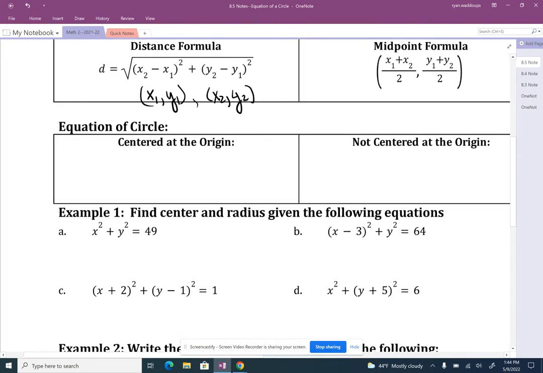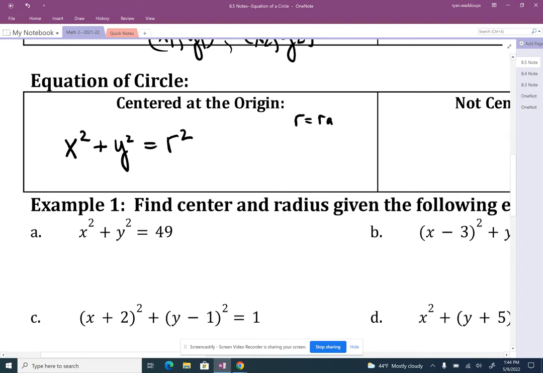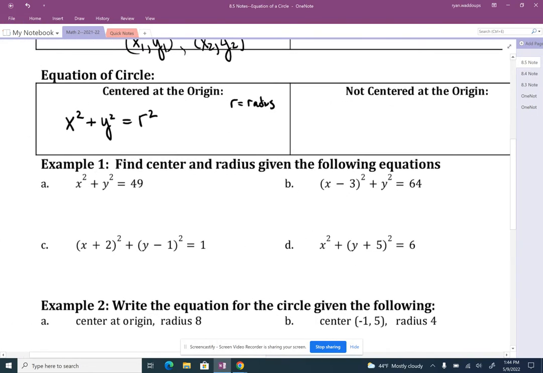All right, the equation of a circle centered at the origin is x squared plus y squared is equal to r squared. Some notes here: r is the radius of your circle, and it's centered at the origin, 0, 0.